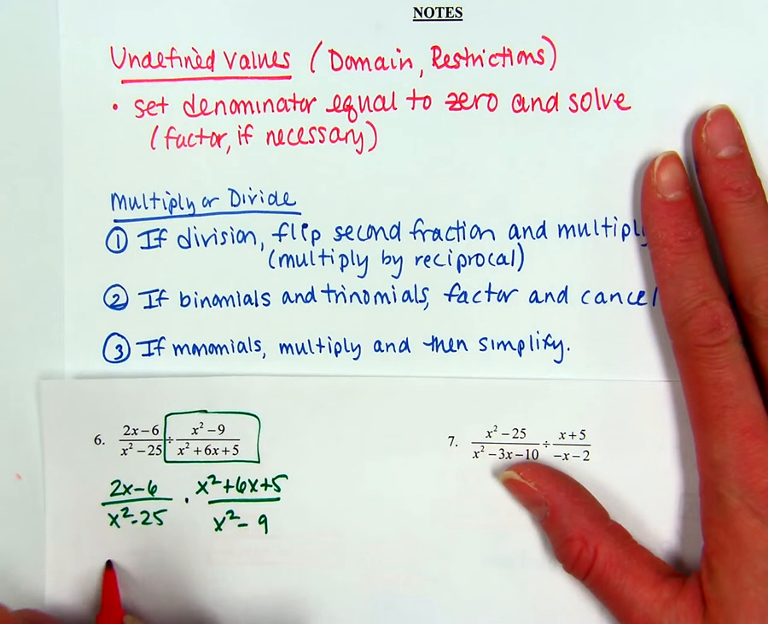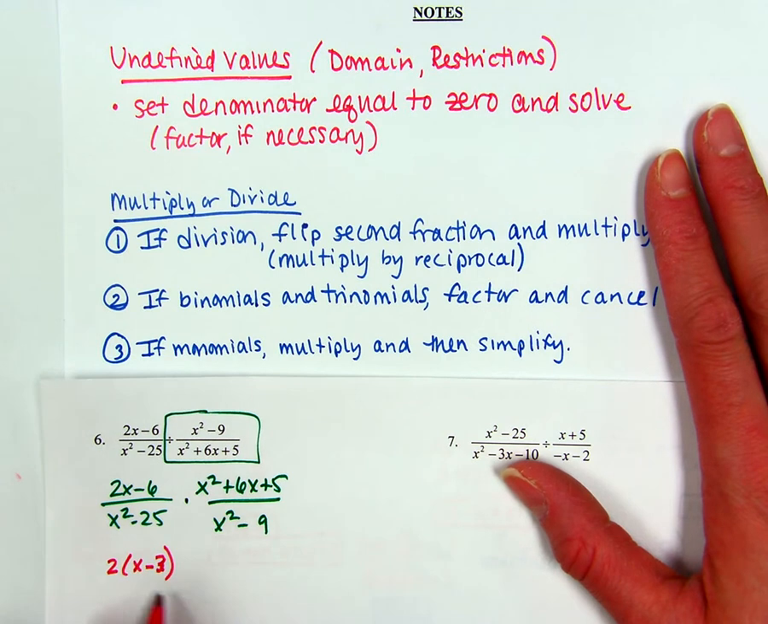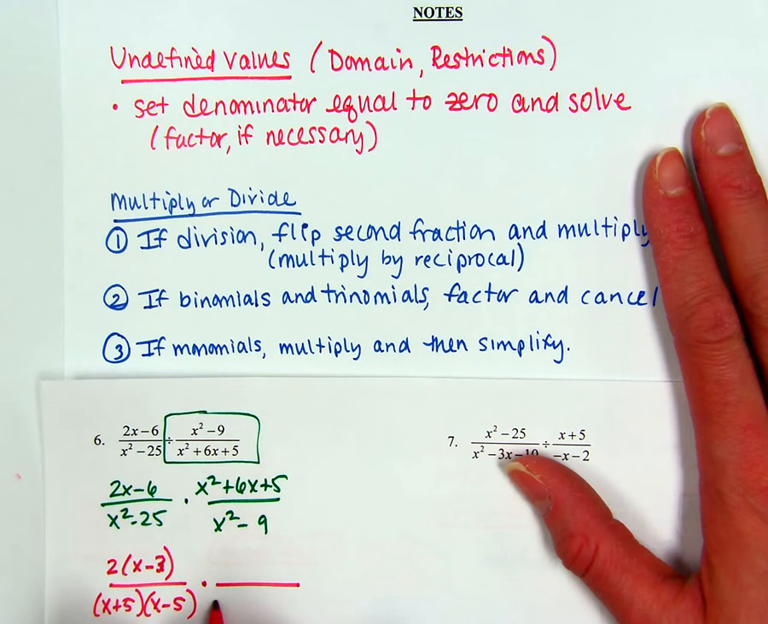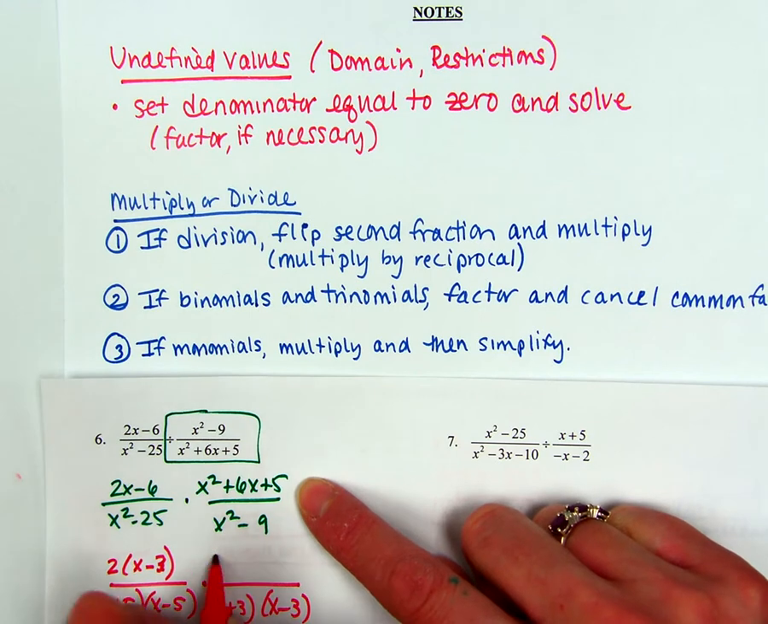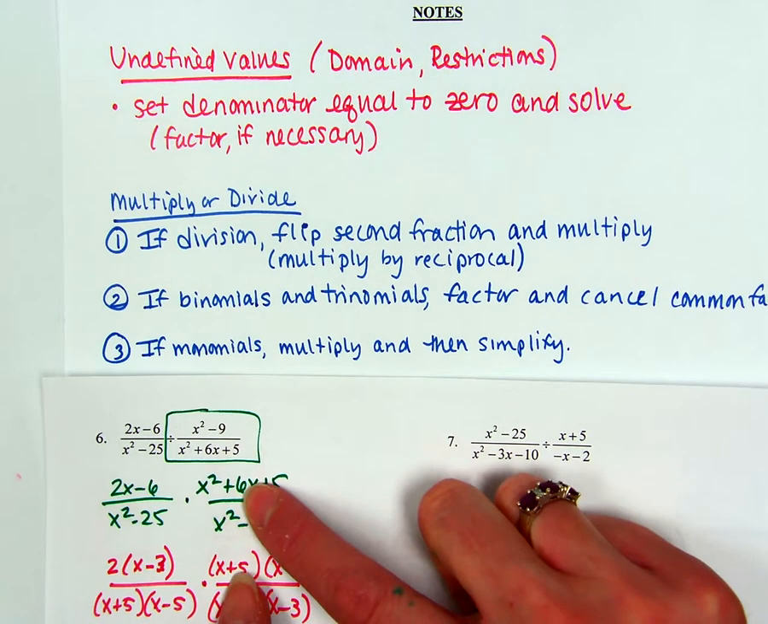So I could take out a GCF and 2x minus 6 to be 2 times the quantity x minus 3. Then I've got a difference of squares. X plus 5, x minus 5, because that's a perfect square. This one's a perfect square also. Square root of 9 is 3, so it's x plus 3, x minus 3. Then this one I need to look for two numbers that multiply to 5 that add to 6. So 5 times 1 is 5, 5 plus 1 is 6.